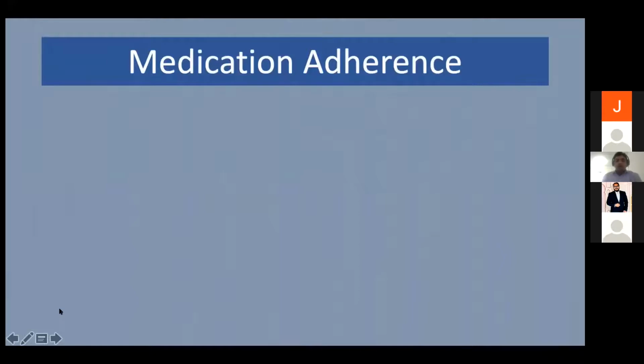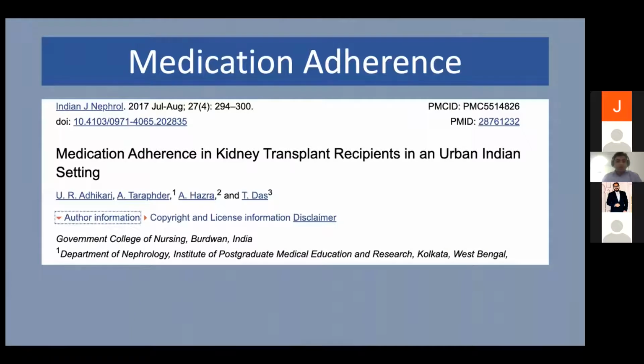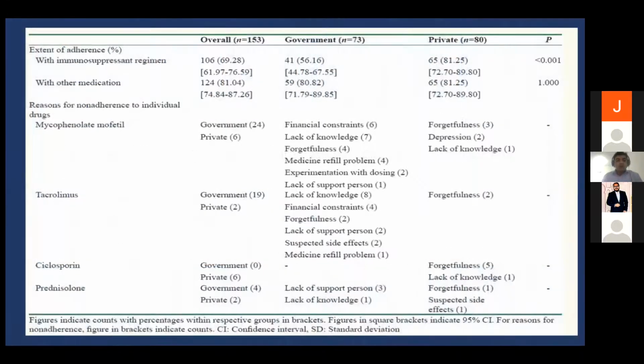Now, regarding medication, there was also a study published for transplant patients in India. This was from the Department of Nephrology, Postgraduate Institute, Calcutta. When they analyzed, there were two sites included, government as well as private. And then they tried to identify the reasons for individual drugs. Most were financial constraints in government institutes, and in private institutes, where finance was not the issue, forgetfulness and lack of knowledge of the medications.